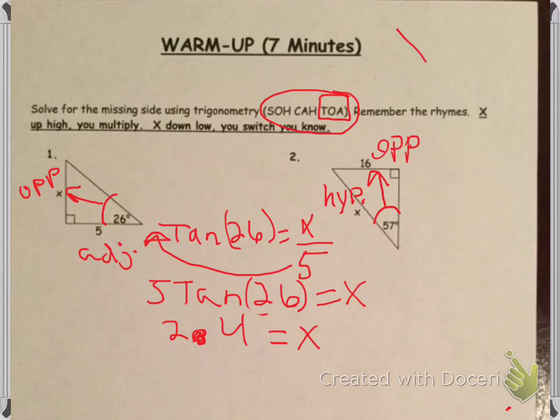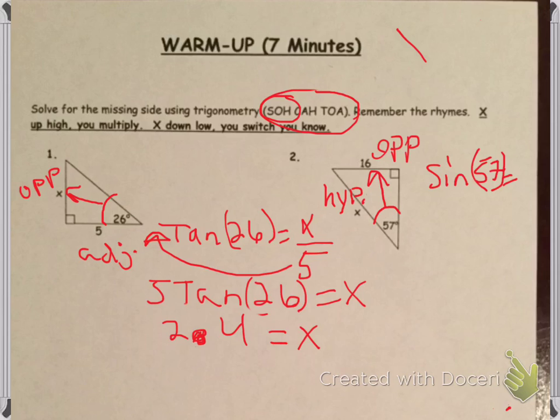Okay. I'm going to go up to my SOHCAHTOA here, and I'm going to decide what it is. Well, I have an opposite and a hypotenuse, so the only one with an O and an H in it is SOH. So that means I'm working with sine. So I go sine of 57 equals, okay, and then I'm going to go opposite.